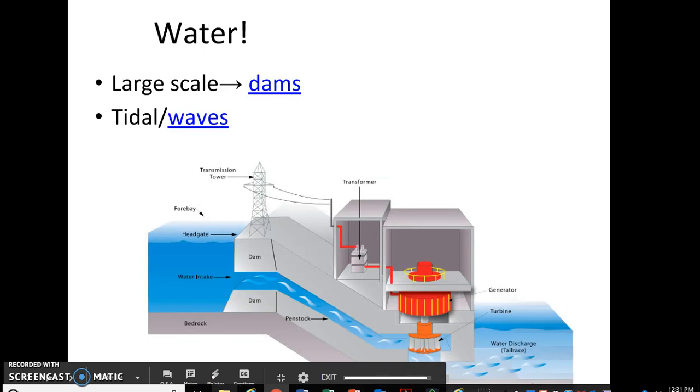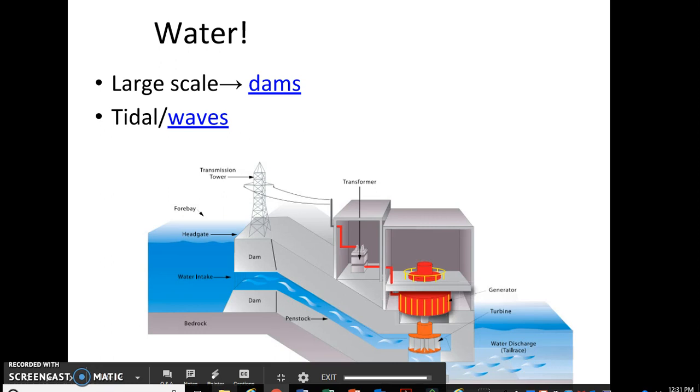Okay, I stopped the video because it's going to get into the inner workings of the generator, which we just don't need to know. So the basics are that you have potential energy behind the dam. As the water flows through, that's kinetic energy. It turns a turbine, that's our mechanical energy, and then it's converted to electrical energy in a generator.